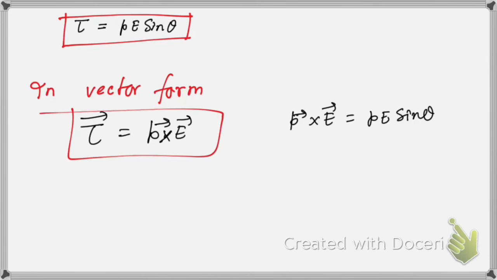So this is the required expression for torque acting on an electric dipole when it is placed in an external uniform electric field. So hope you have understood this. Now what will be the electric potential energy of this electric dipole when it is placed in an external electric field? Let us discuss that as well.